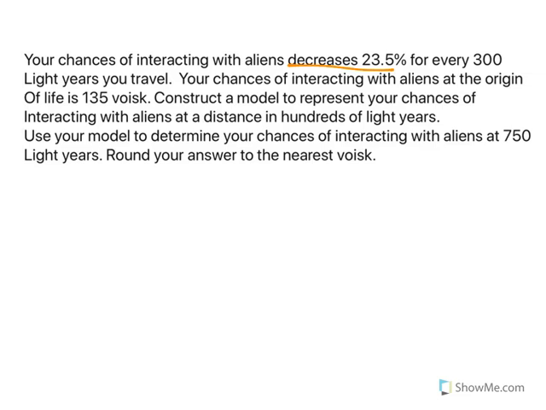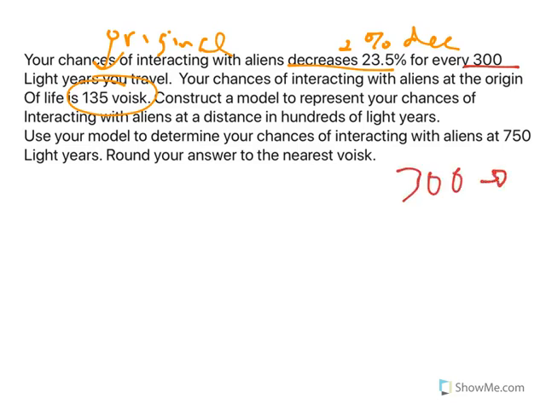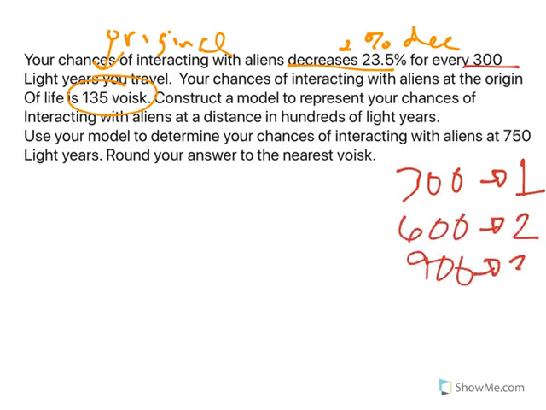Now, it's very important to recognize 135 Voisk. This is our original amount. Here's our percent decrease. This 300, it's for every 300 light years you travel. So if you travel 300 light years, your exponent would be a 1. 600 light years, your exponent is 2. 900, your exponent would be 3. So you really have to pay attention to what your exponent is going to be based off of how many light years you travel. But we'll get to that in a minute.